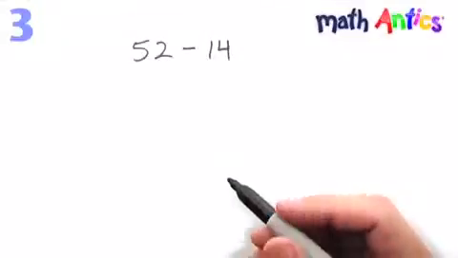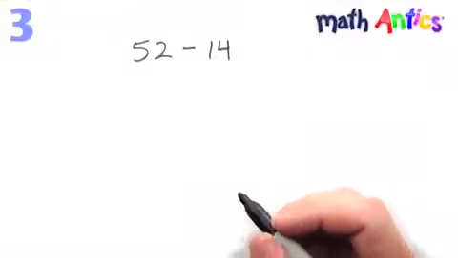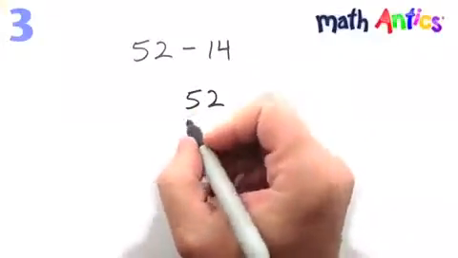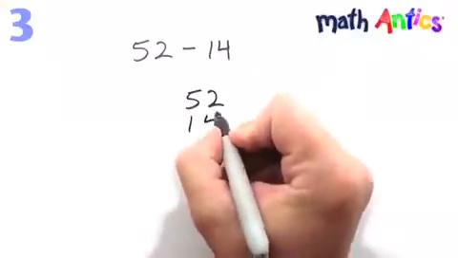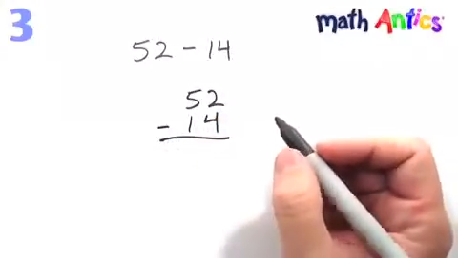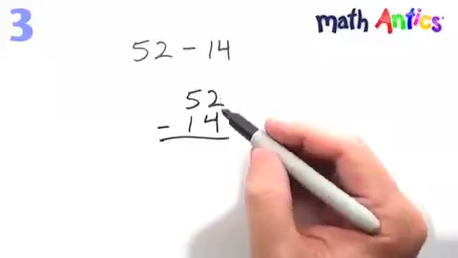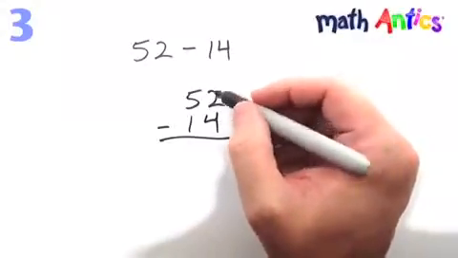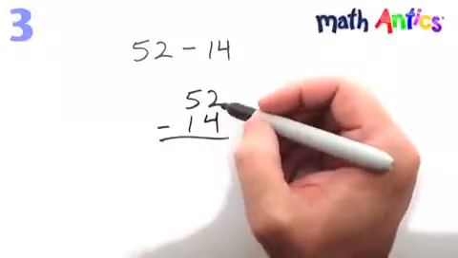For this problem, we have 52 minus 14. So first things first, we need to rewrite it in stacked form. So we have 52, and then right below it, we have 14. Put in our line and our minus sign. Now we need to subtract. We have 2 minus 4. But of course, 4 is bigger than 2, so 2 is not big enough to subtract 4 from.